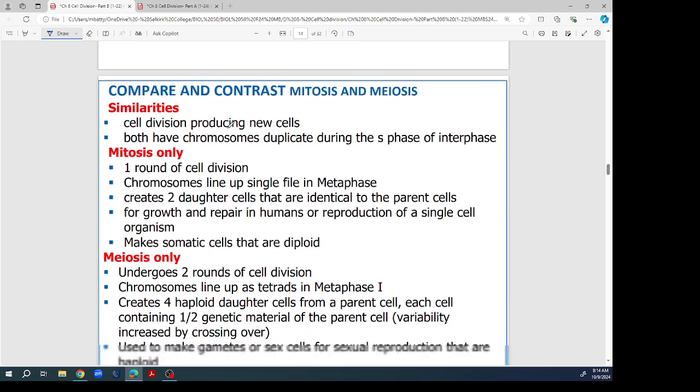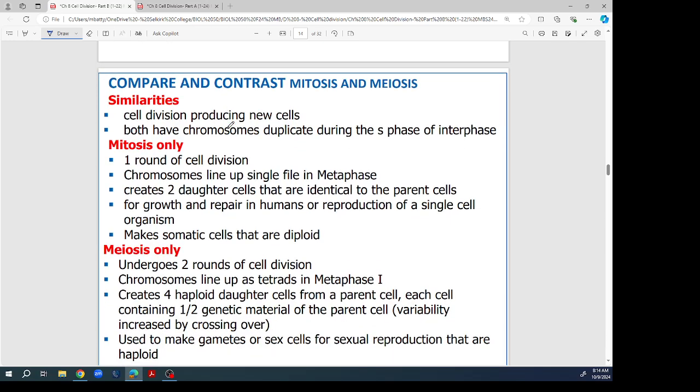If you were to compare and contrast these, I tried to put this slide in the last video or the last PowerPoint, but also in this one. They are the same in a lot of ways. Both duplicate their chromosomes once in interphase. In mitosis, we've got 1 round of cell division. In meiosis, we've got 2. How the chromosomes line up in metaphase: they're single file in mitosis, and they line up as tetrads in meiosis.